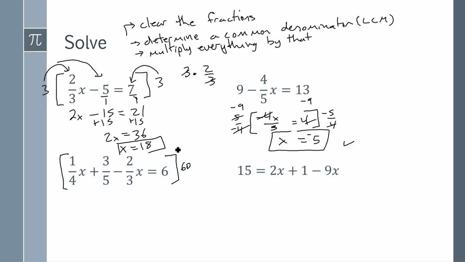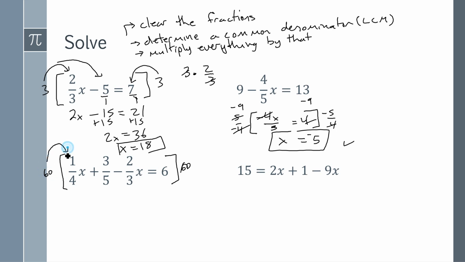Now, if you don't see the 60, you could write out the multiples of 4, the multiples of 5, the multiples of 3, and find the smallest one that they have in common. Maybe I'm wrong. Maybe it's not 60. But if you can't find it, you could simply do 4 times 5 times 3. That gives you a common denominator. It might not be the smallest one. And that is 60. So I'm going to multiply everything by 60.